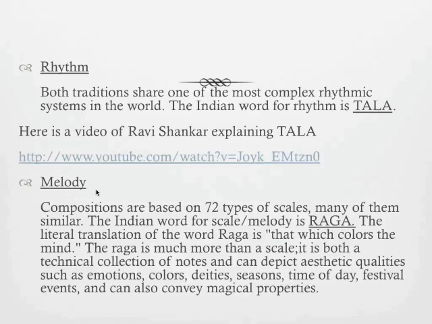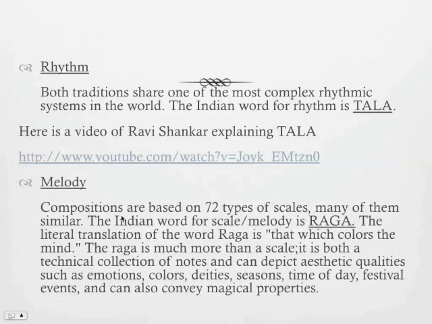Compositions are based on 72 types of scales, many of them similar. The Indian word for scale, or the melody, is the raga. The literal translation of the word raga is that which colors the mind. The raga is much more than a scale. It is both a technical collection of notes and can depict aesthetic qualities such as emotions, colors, deities, seasons, time of day, festival events, and can also convey magical properties.